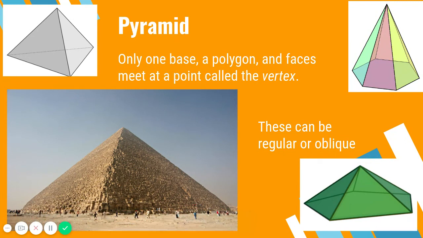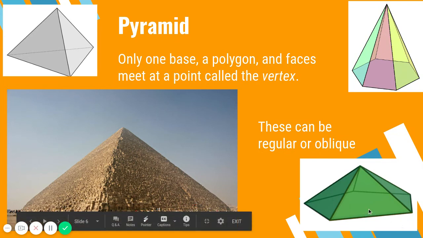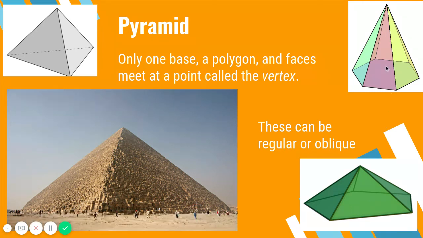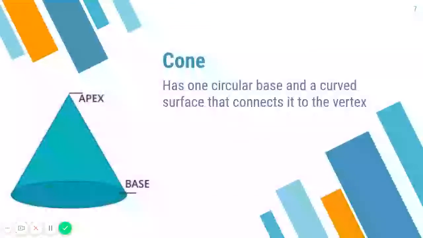But again, we name them based on the shape of the base. So down in the bottom right-hand corner, we have a pentagonal pyramid, and up here we have a hexagonal pyramid, and over here on the left-hand side, we have a triangular pyramid. And then we have cones. Cones have only one base. It's a circle and a curved surface that connects it to the apex, the vertex up at the top. So that's how we describe each of those.